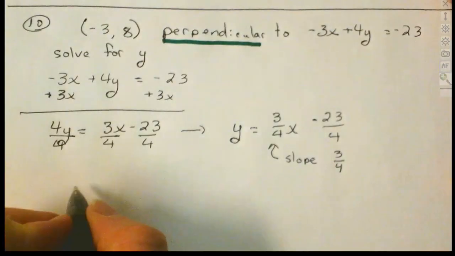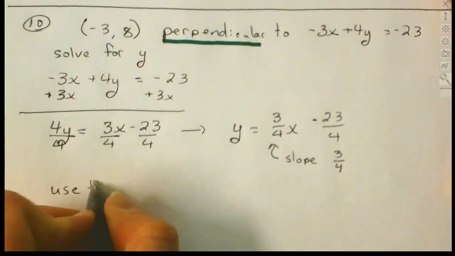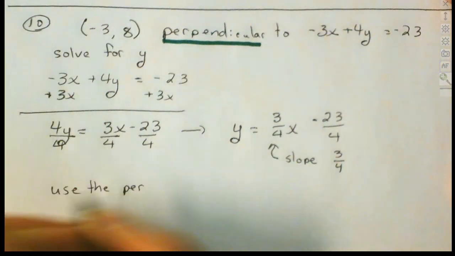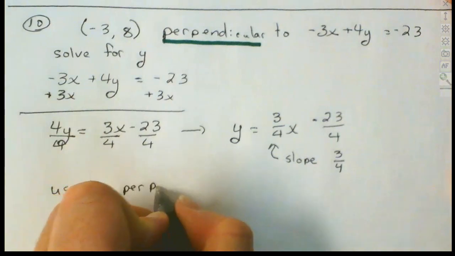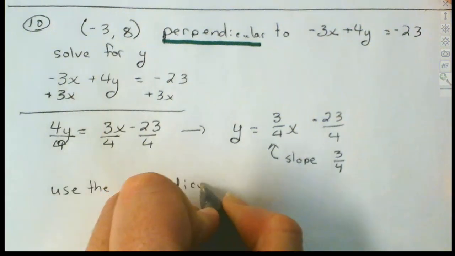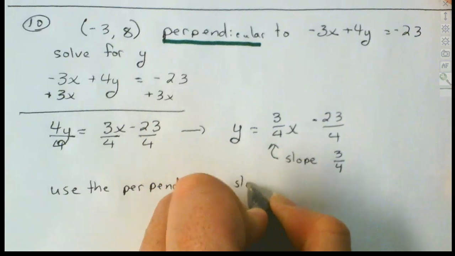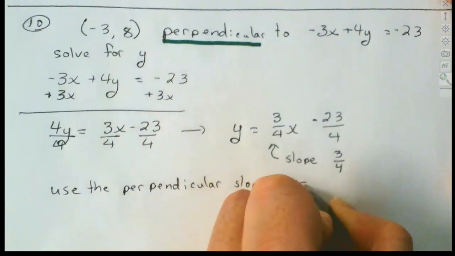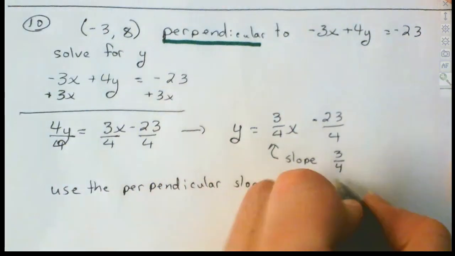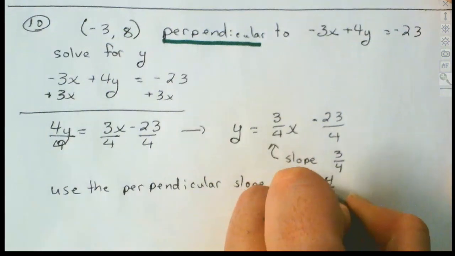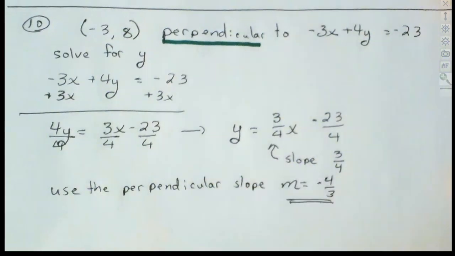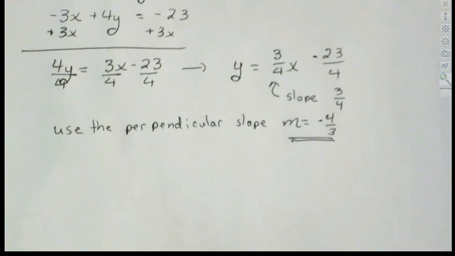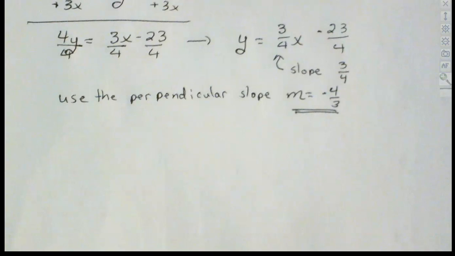So that means we're going to have to use the perpendicular slope, which is going to be m, is then going to be, flip it over, 4/3, change the sign. So we're going to have to be using what? Yep, -4/3. So be careful with that part. Okay, so we've gotten to there. Now what are we going to do?